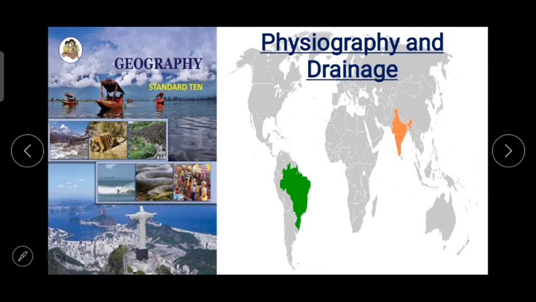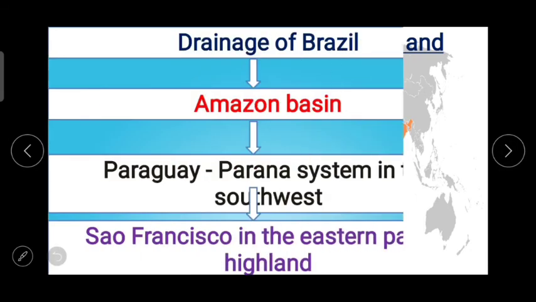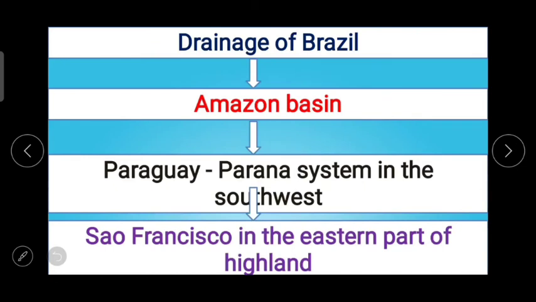Drainage, we have to talk about the drainage of Brazil and drainage of India. As far as the drainage of Brazil is concerned, there are three major river basins: the first one is the Amazon basin, the second is the Paraguay Parana system in the southwest, and the last is the Sao Francisco in the eastern part of the highland and other rivers at the coast.